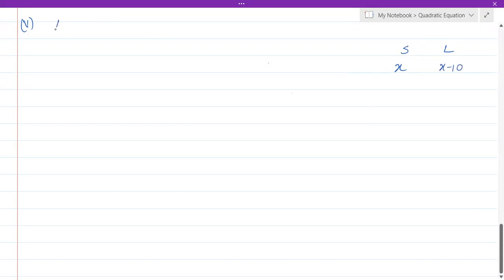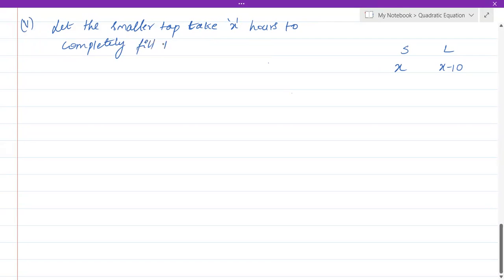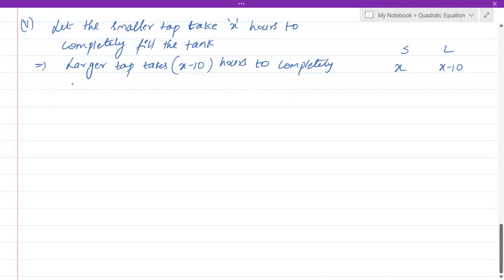So let's write down that let the smaller tap take x hours to completely fill the tank, which implies the larger tap takes x minus 10 hours to completely fill the tank, isn't it?